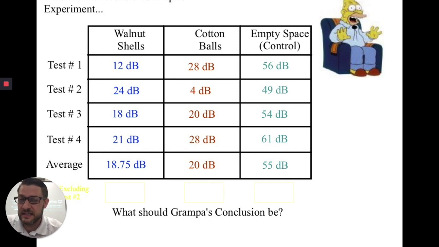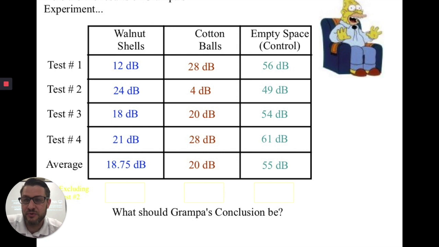And Grandpa, being a good scientist, runs multiple trials. He does several tests because the more data you have, the more reliable your results are. So with the walnut shells, he gets a measurement of 12 decibels, 24 decibels, 18 decibels, and 21 decibels for an average of 18.75 decibels. With the cotton balls, he gets 28 decibels, 4 decibels, 20 decibels, 28 decibels for an average of 20 decibels. And for his control, he gets a measurement of 56 decibels, 49 decibels, 54 decibels, and 61 decibels for an average of 55 decibels. To give you some context, 55 decibels is about the volume of normal conversation.